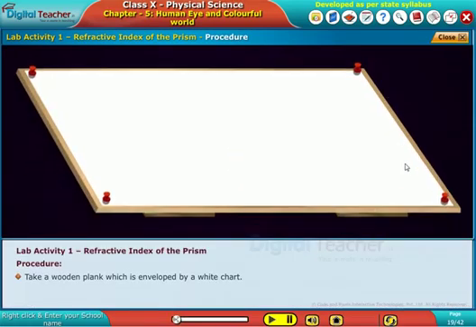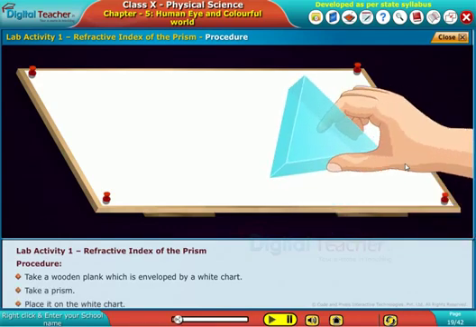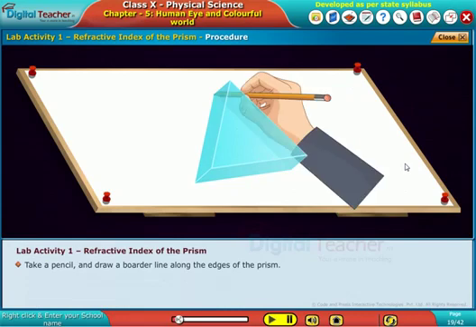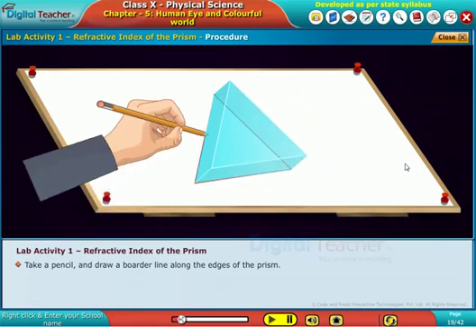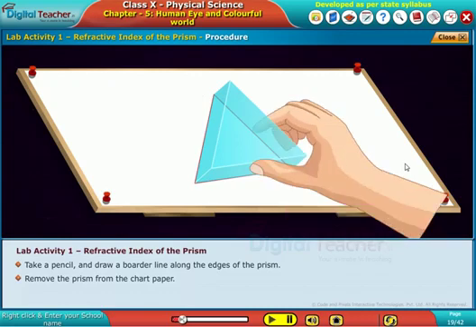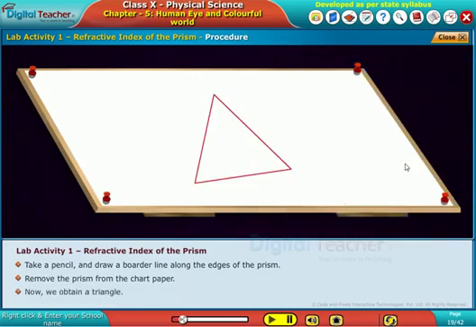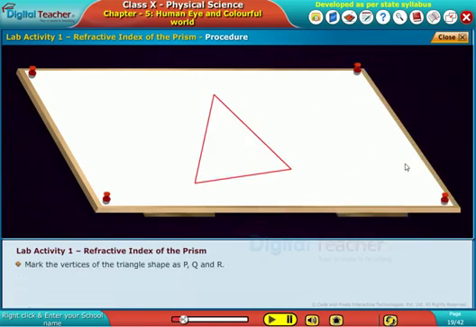Take a wooden plank which is enveloped by a white chart. Take a prism. Place it on the white chart. Take a pencil and draw a border line along the edges of the prism. Remove the prism from the chart paper. Now we obtain a triangle. Mark the vertices of the triangle shape as P, Q and R.